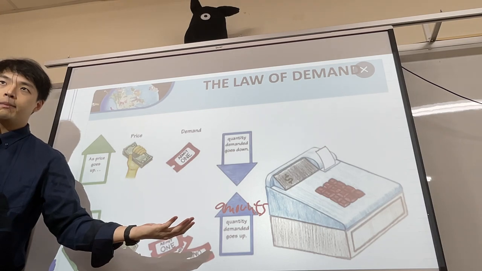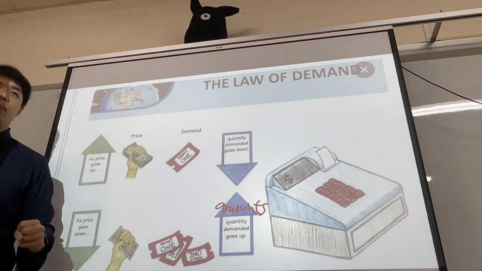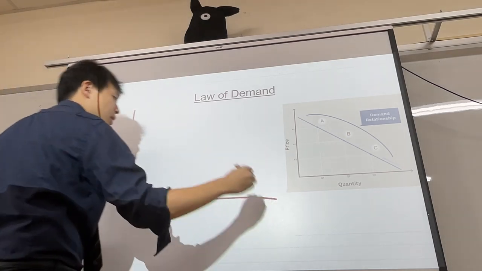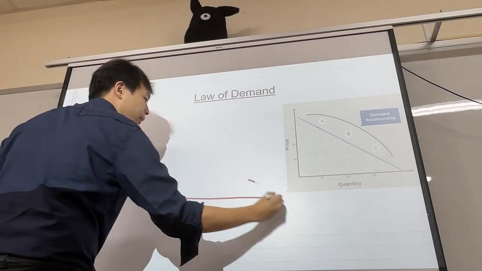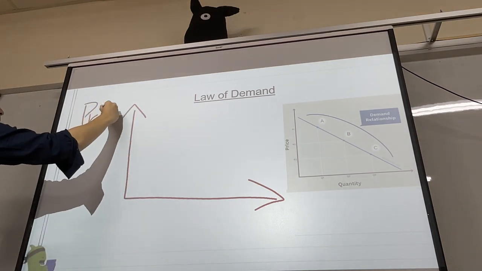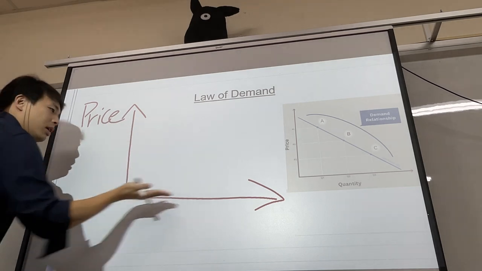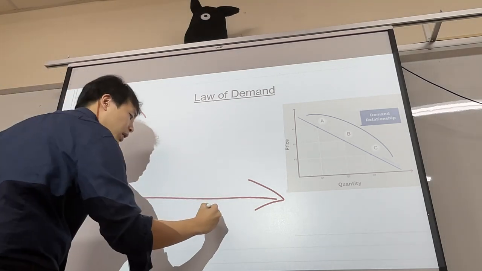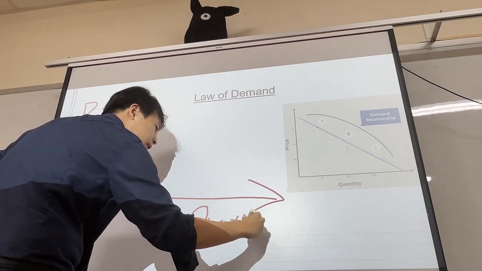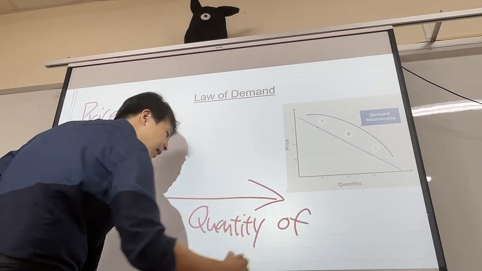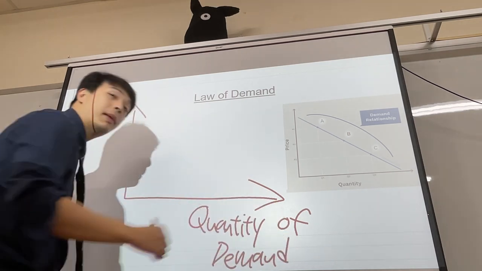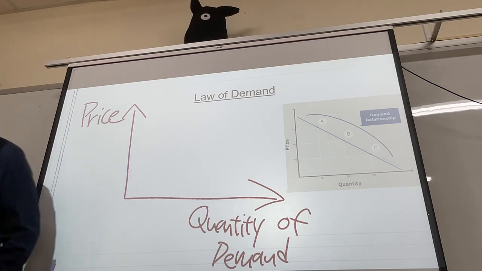Understand? Okay, so let's talk about the graph. Copy this. So we have a graph, all right? Up here is what we call the price. Down here, the X axis, this is what we call the quantity. Quantity of demand. 买的数量, okay? Quantity of demand.